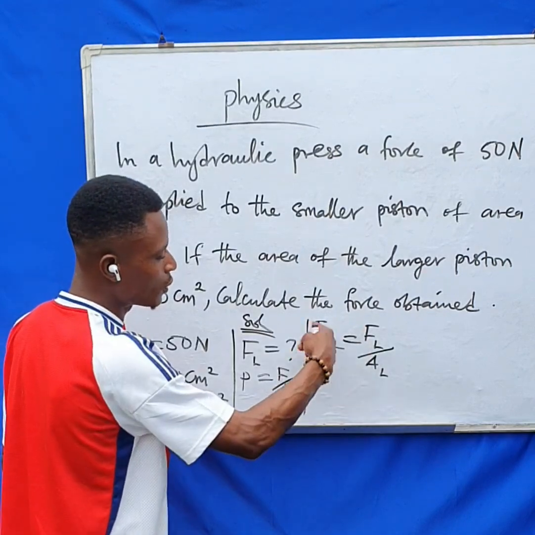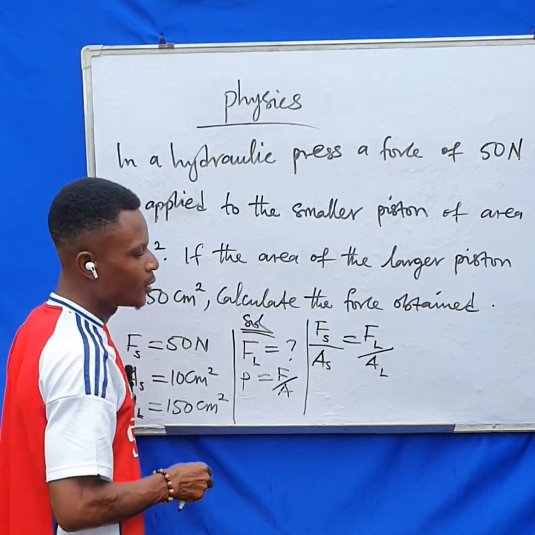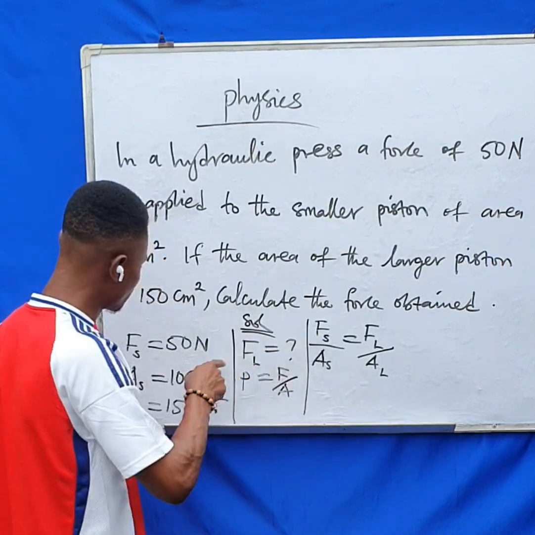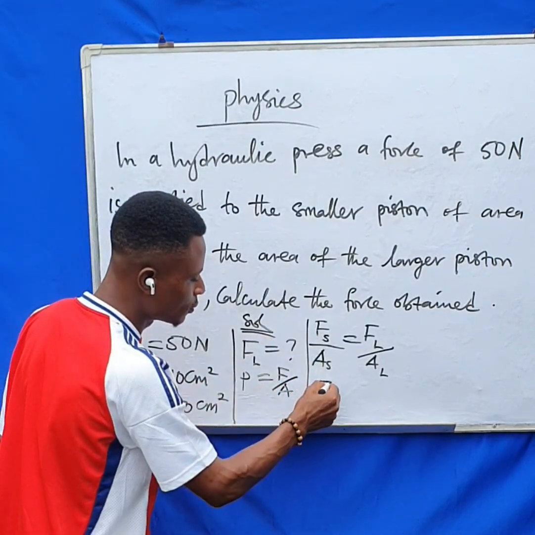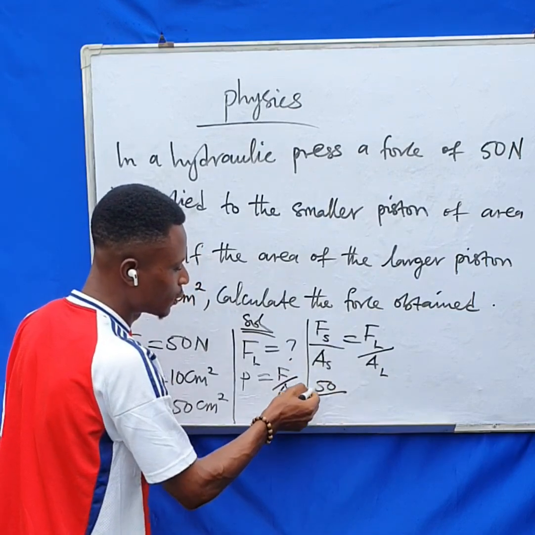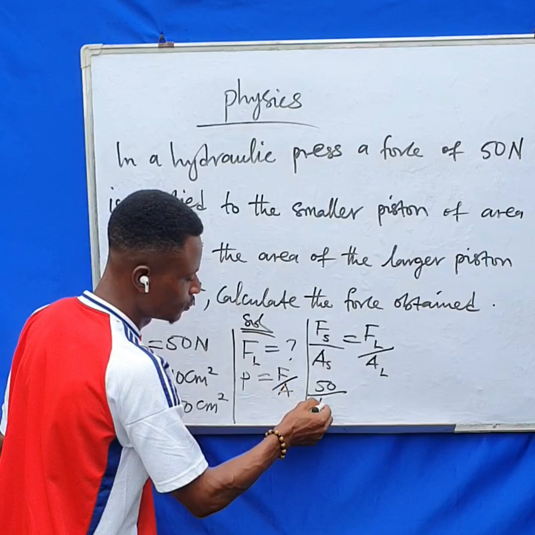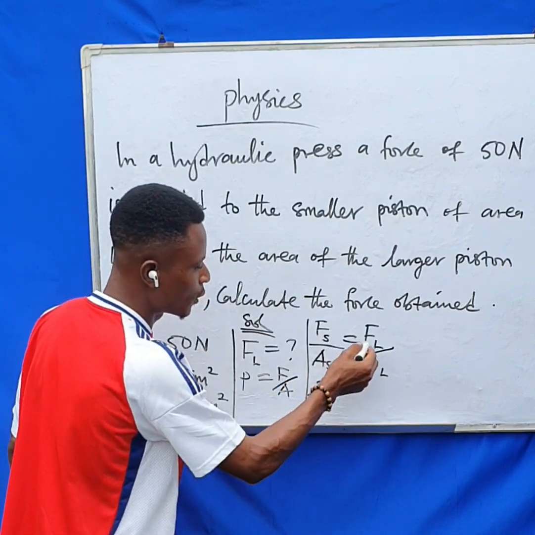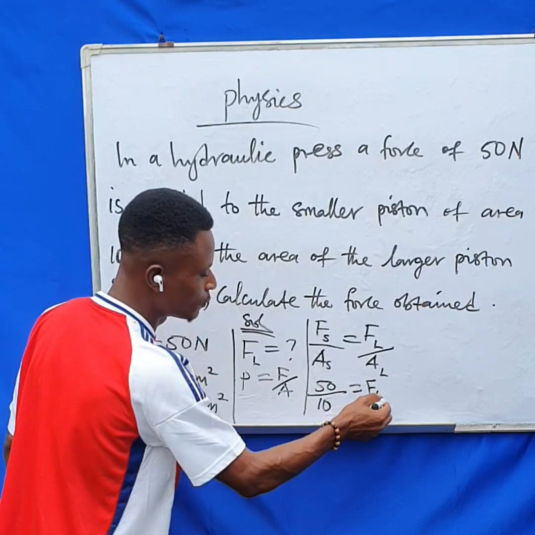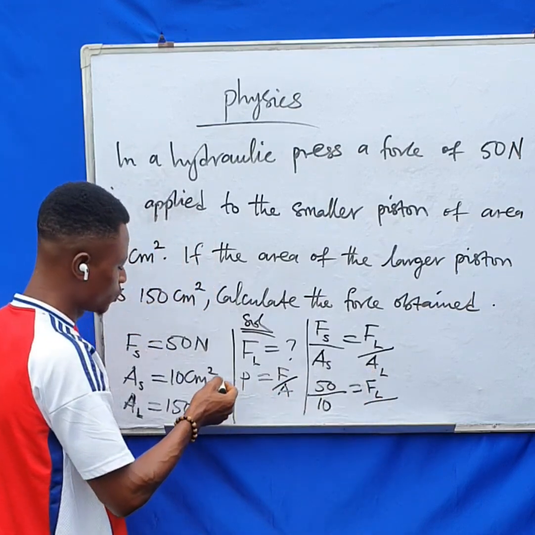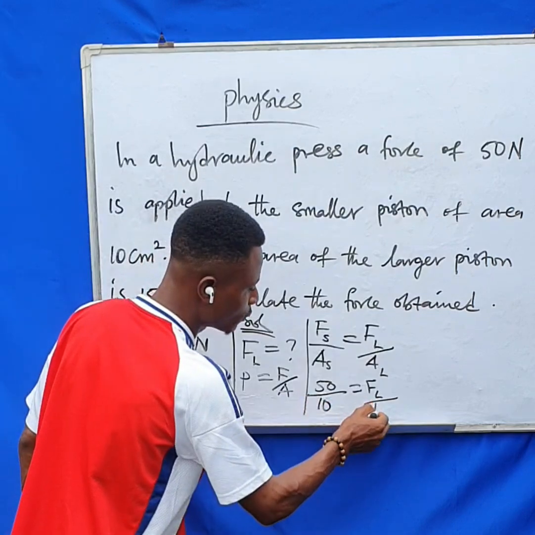Now that we have gotten our equation, what you have to do is substitute the values. Anywhere we say Fs, we are going to put 50. In place of this, we put 50, then all over As, which is 10, equal to Fl, which is not given to us, so we'll have to write it down, divided by Al, which is 150 cm squared. Here we have 150.